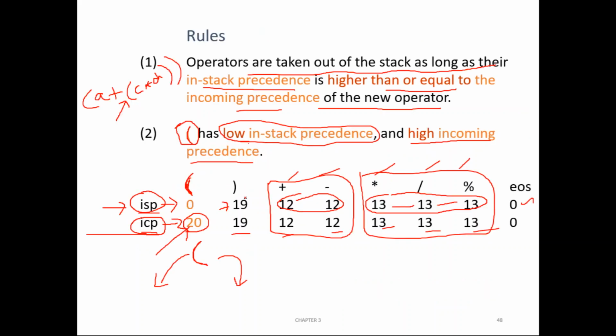So that is the reason why we gave a high priority value for the open bracket when it is an incoming token. But when it is an outgoing token, we give it the lower priority. Because we want to remove the open bracket from the stack only when you encounter the close bracket.